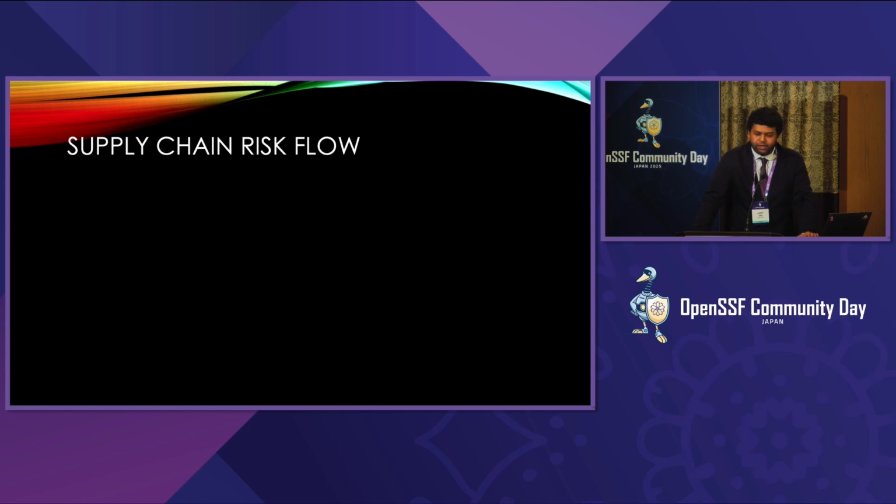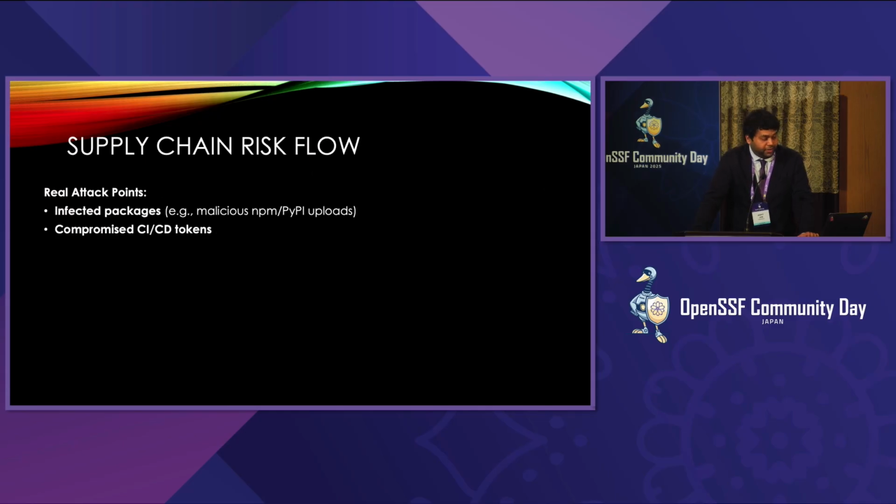Next one is a risk flow. Now, this is where I will present, via a diagram, where problems can happen in your supply chain. So real attack paths can be infected packages, as we discussed, and compromised CI/CD tokens, maybe present as secrets in your code base, and maybe not even your code base, but present on the internet. Tampered artifacts: if your CI/CD pipeline is compromised, your artifacts will also get compromised and then they will be used by other people, and this propagates to more and more problems downstream.